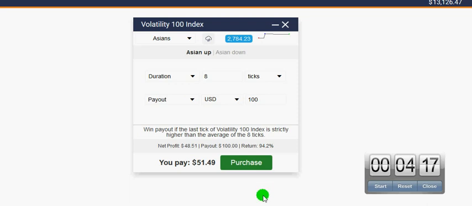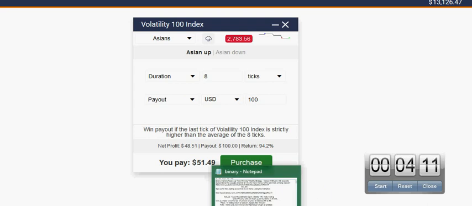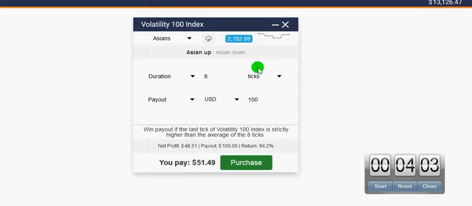So actually we staked 51.49. Okay, it's still the same thing. We start with 13,073. So that's the first trade. So we're going to place the second trade right now. So we have to watch this again.